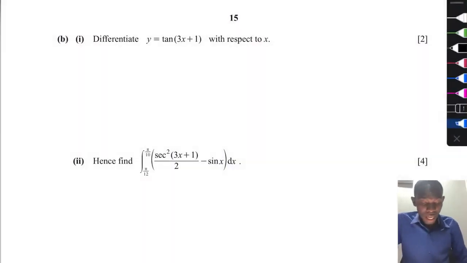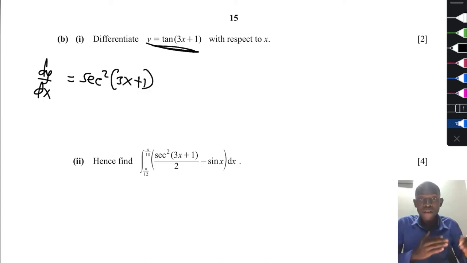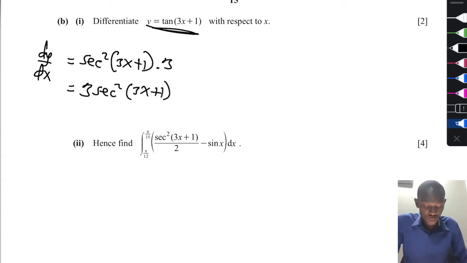So now let's do it. If they want you to differentiate this guy, the question is, if I differentiate tan, what do I get? It's something that you must know before the exam. Don't go there if you don't know. If I differentiate tan, I'm going to get sec square. But now you are not done. You go inside the bracket to differentiate, and that will give you 3. So your answer is basically 3 sec square (3x plus 1). Beautifully like that, you are done.